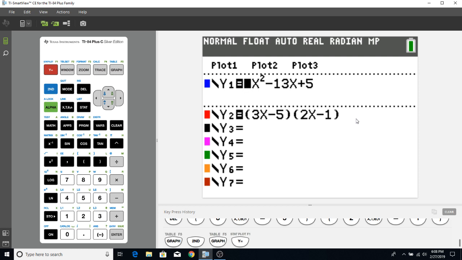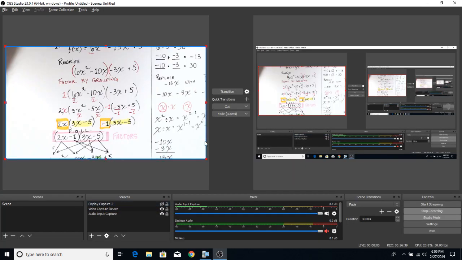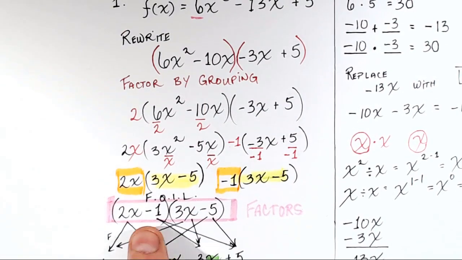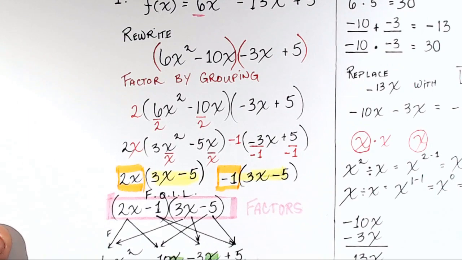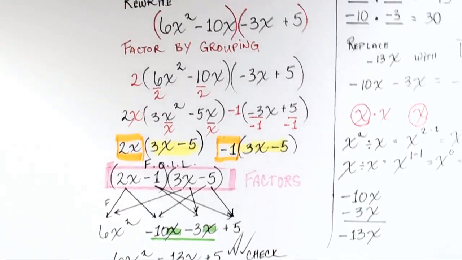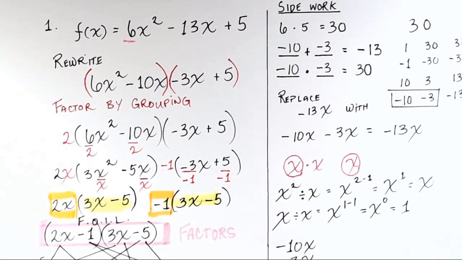Now, someone asked in class today, it was a good question. They said, now, when you solved it by hand, you had the 2x minus 1 first and then the 3x minus 5. Is that okay? Yes, that is okay. It doesn't matter which order you put your binomial factors in. Okay? Let's go back to our work surface now. Okay, so there again, just confirmation that everything we did was correct. Okay, and that's how you do number 1.